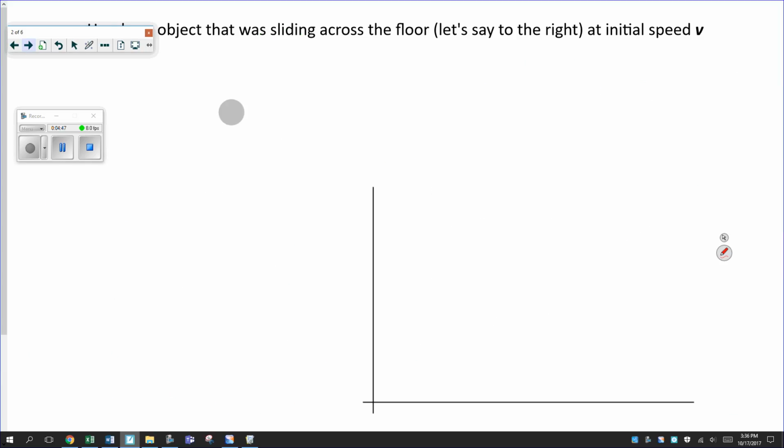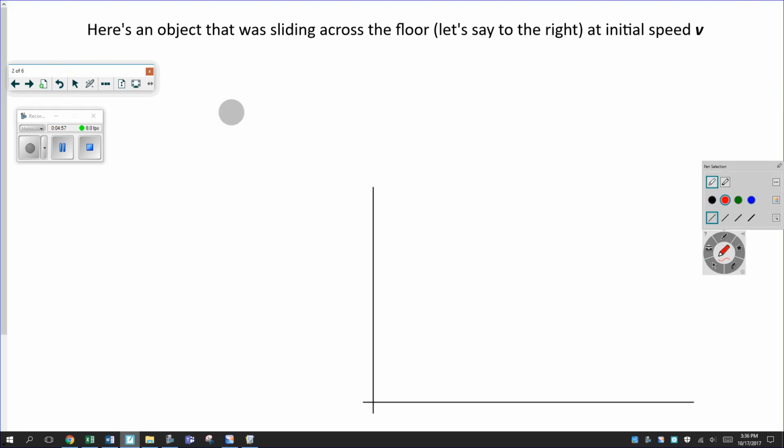Let's talk about an object that was sliding across the floor to the right with an initial speed v. So watch this. If I grab this object and I slide it, that's what it would do. This is not one of our hovercraft. This is a book on the floor, and I slide it. Then what does it do? It comes to a stop. So why does that happen?